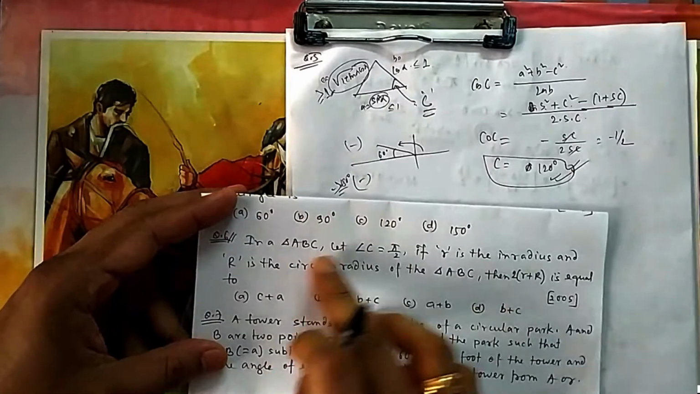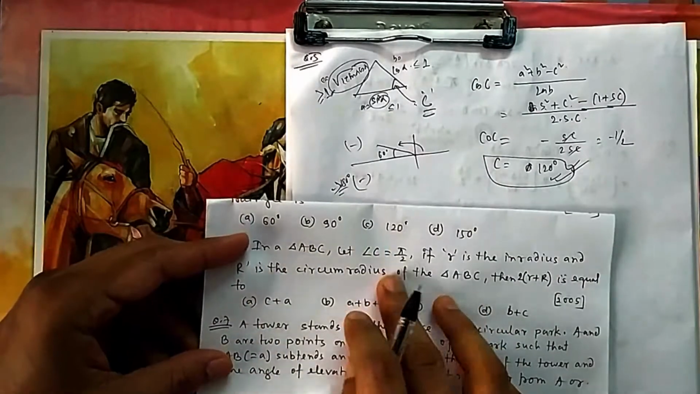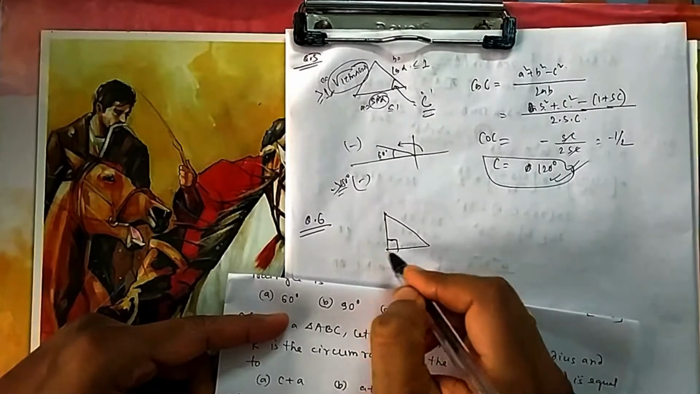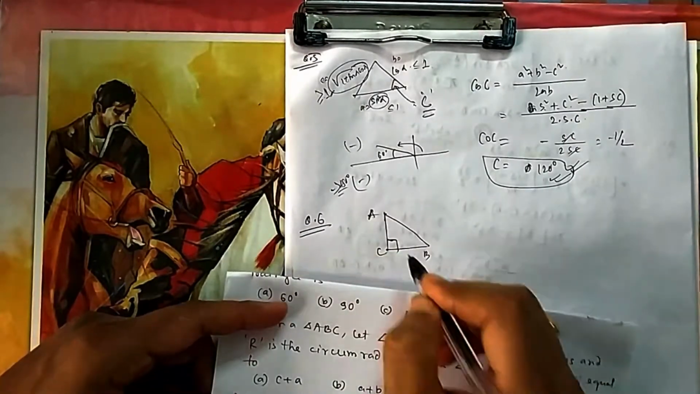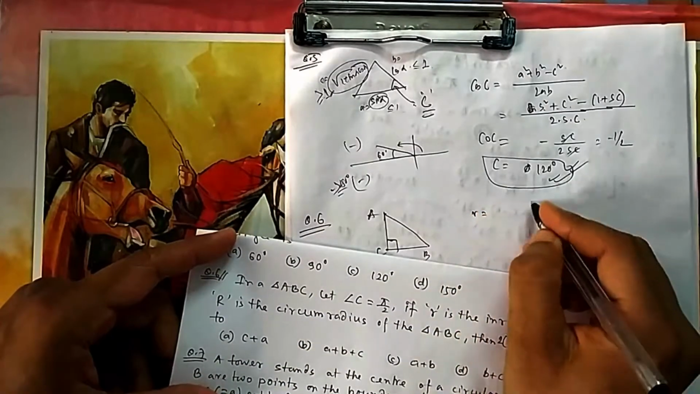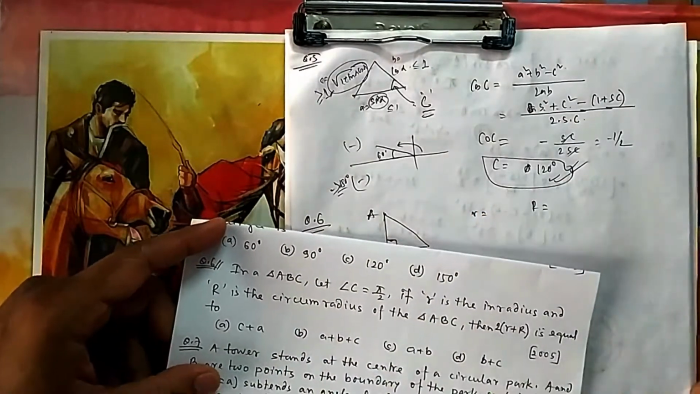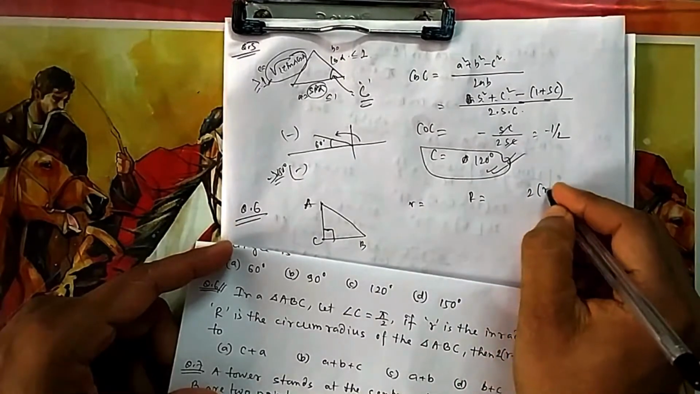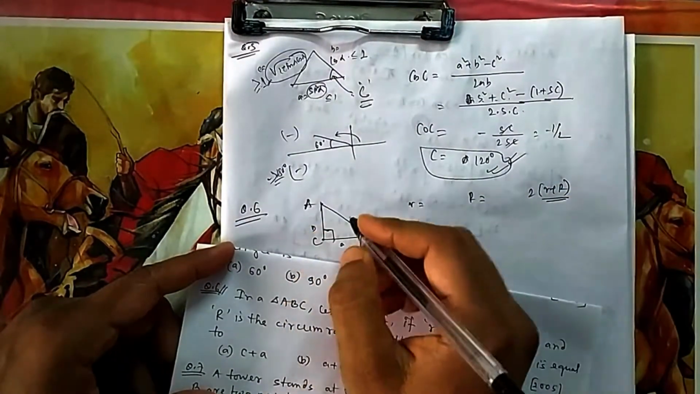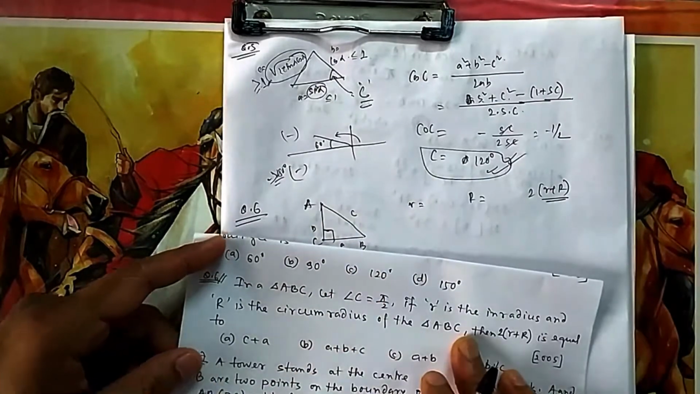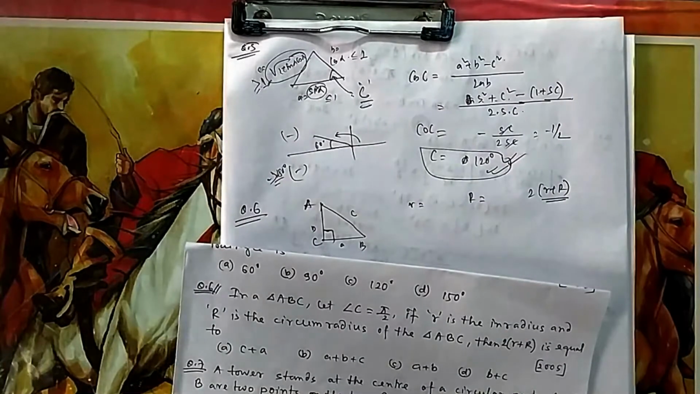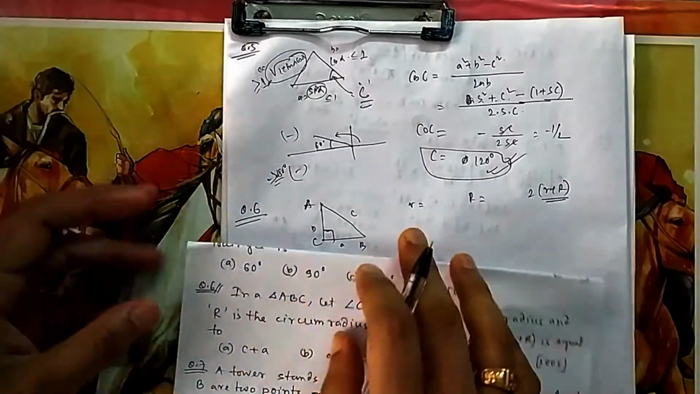Now if you see question number 6, what is given: in triangle ABC, let C be pi by 2. So a triangle is there, this angle is C, so this angle is pi by 2. If small r is the inradius and capital R is the circumradius of the triangle ABC, then they are asking for 2R plus r. This side is a, this side is b and this side is c.